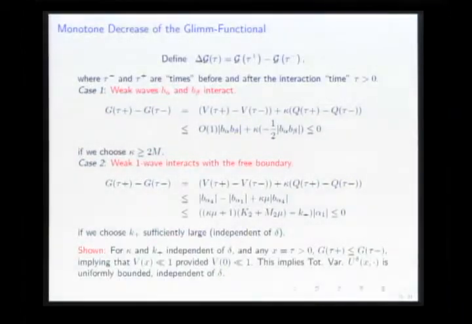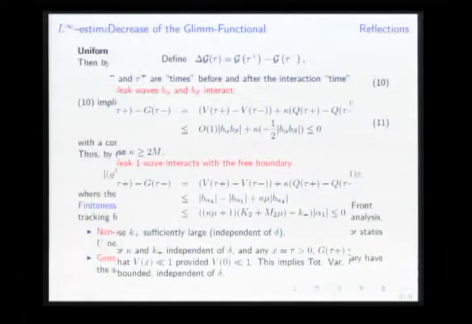So what we are able to show is that for kappa and K plus independent of delta, and for any interaction time, the Glimm functional is monotonically decreasing, which implies that if the total variation is initially small, then the total variation will remain small for all times. This follows by an induction argument using the Glimm functional. So this implies that the total variation of the solution will remain bounded for all times.